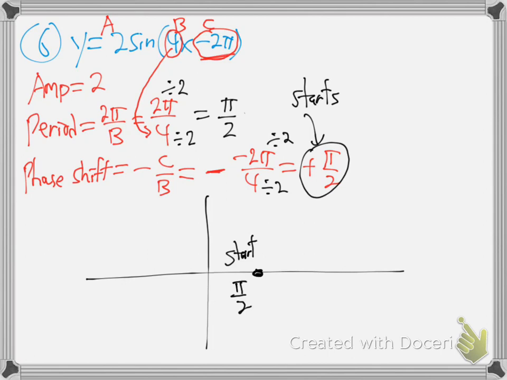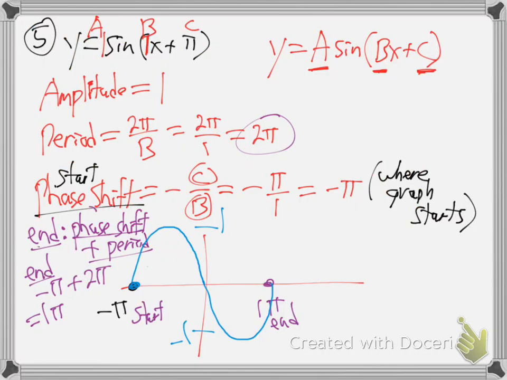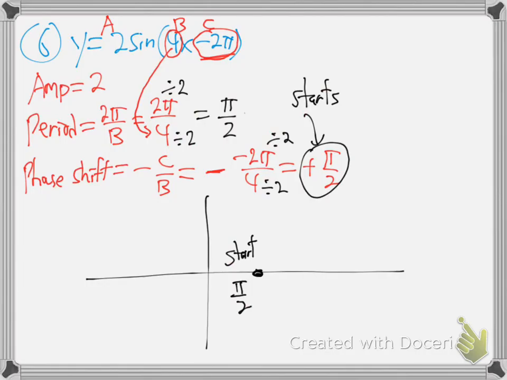Now, where's it going to end? How'd we figure out the ending point last time? Phase shift plus period. Because where you start plus how long you do your thing, like how long I sung my song, that tells you where you're going to end. So the end is going to be the start plus the period. Because the period is how long you do your thing, how long it does one cycle.